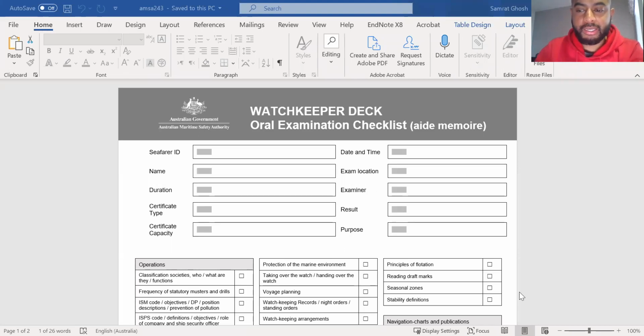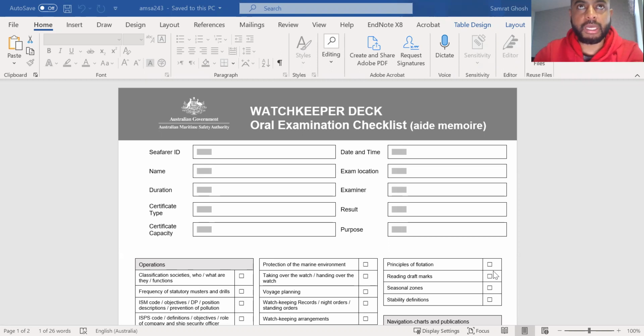Hi everyone. In today's video, I wanted to take you guys through the oral examination checklist for deck watchkeepers, or for third officer and second officer candidates. This is a checklist issued by the Australian Maritime Safety Authority, or AMSA. And this is the latest checklist, of course.